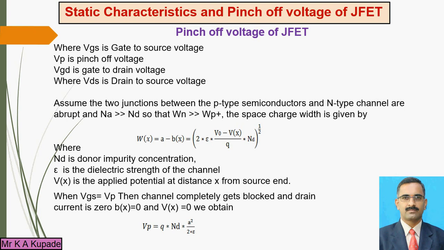And when VGS is equal to VP, when the pinch off voltage happens, at that time VGS becomes VP, then the channel completely gets blocked and the drain current is 0. So Bx is 0 and Vx is also 0. Then we get Vp = Q Nd A squared divided by 2 epsilon. We get that by considering the above equation and that particular situation, and from that we can also calculate the VGS.